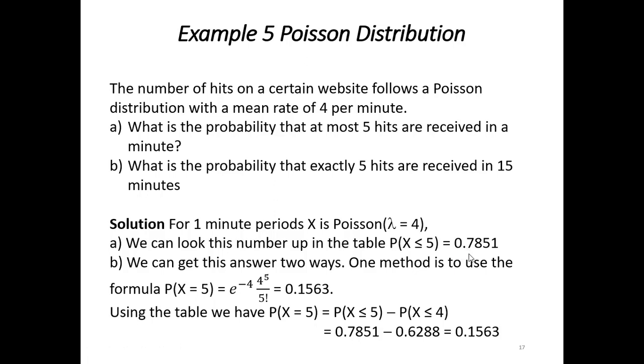Now for part B, let's say we want to know the probability of exactly 5 hits. This is in 1 minute, right? Not 15. Exactly 5 hits in 1 minute. Then we could get this answer 2 different ways. Here we could use the formula. The probability x is 5 is e to the minus 4 times 4 to the 5th over 5 factorial. So I get 0.1563. So we get that directly, very quickly.